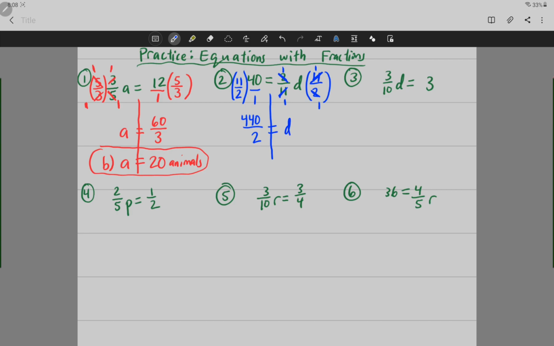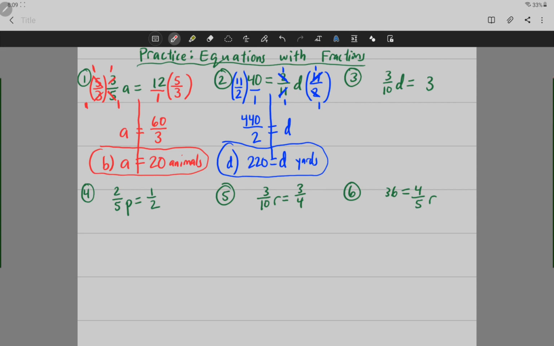So that frees up our variable, D. So we just bring that down. Last step, we simplify and divide 440 by 2, which would give us 220 equals D. So this is actually choice D. So 220 yards is our answer.